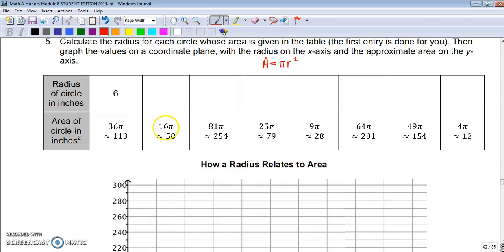So then the second one says that the area is 16 pi, and 4 times 4 is 16, or 4 squared is 16. And then for 81 pi would be 9, for 25 pi would be 5, 9 pi would be 3, 64 pi would be 8, 49 pi would be 7, and the only number times itself that would give you 4 would be 2. 2 squared is 4. 2 times 2 is 4, which will get us our 4 pi.